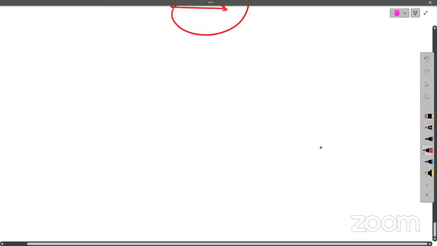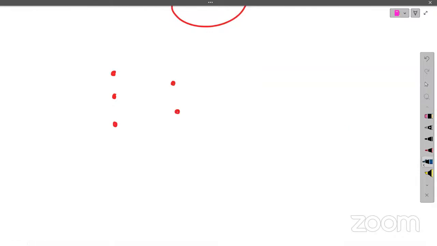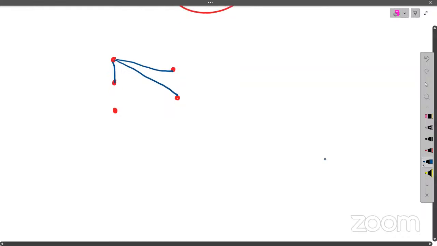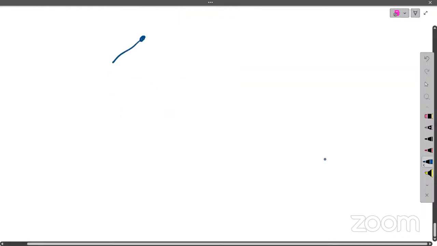Ma'am, could you give an example? Yeah. For example, we have 5 vertices here, and suppose these 5 vertices are connected to each other. I mean, every vertex is connected to every other vertex. So we cannot draw it like this. It will be a pentagon, I guess.